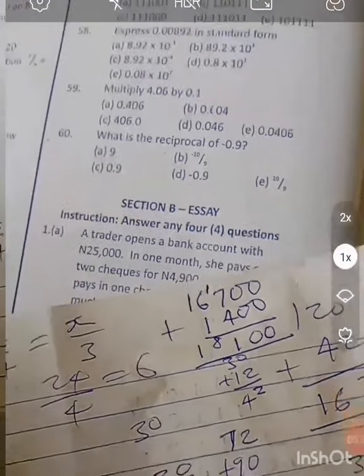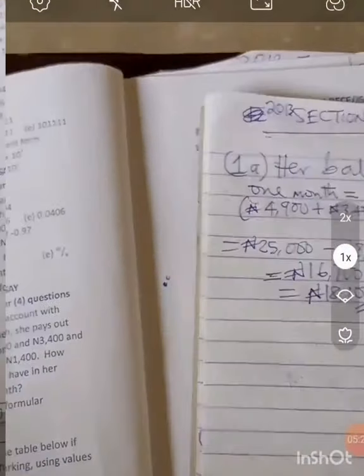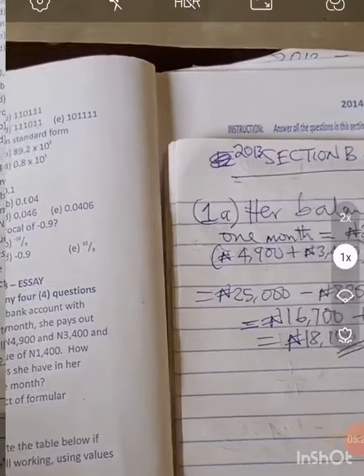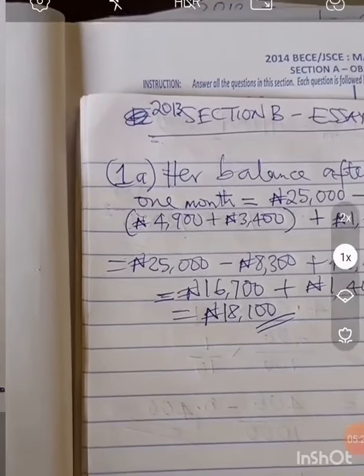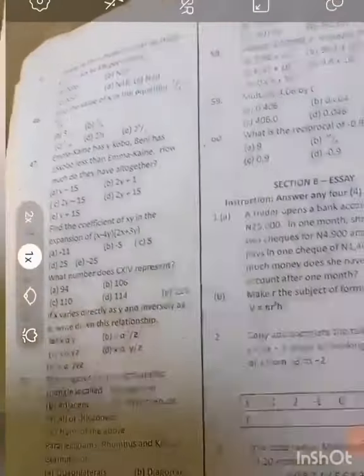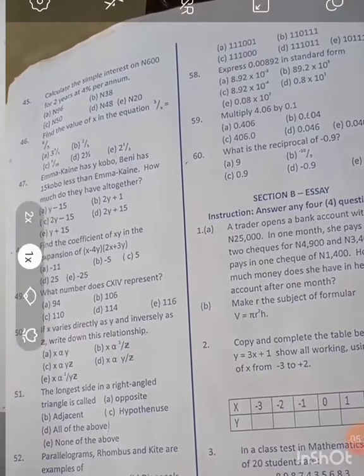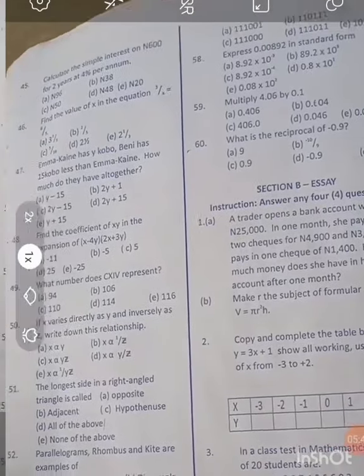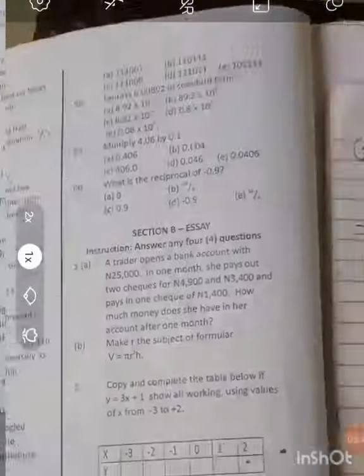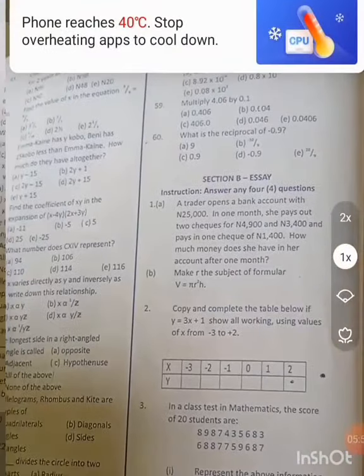So the money left now is 18,100. This is not an OBJ where you'll be giving some answers. This is a theoretical question, so you just have to be sure of what you are solving.